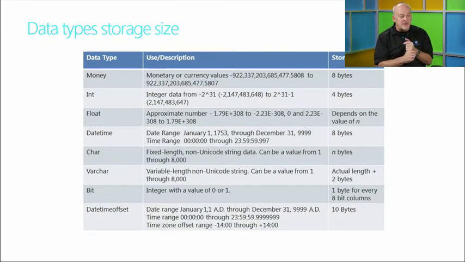Here's an example of some of the different data types and their storage. For instance, as you can see, the int, short for integer, can store a number from minus 2,147,483,648 to plus 2,147,483,647. So it's 2 to the 31st if you look at it that way. Char, for instance, is fixed length, non-Unicode data, any value from 1 to 8,000 characters. The bit we talked about already, and the datetimeoffset we talked about already.